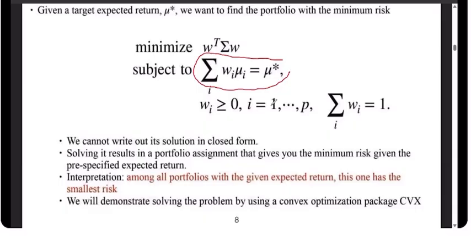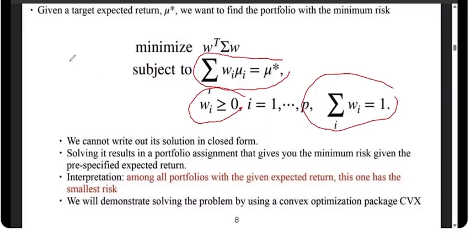And the further constraint is that I don't want short selling. I want the weight, the amount that I'm going to commit to each investment, to be greater than or equal to zero. And of course, I want to spend the whole money. The sum of the weights has to be equal to one.